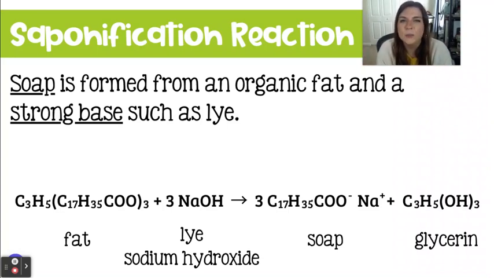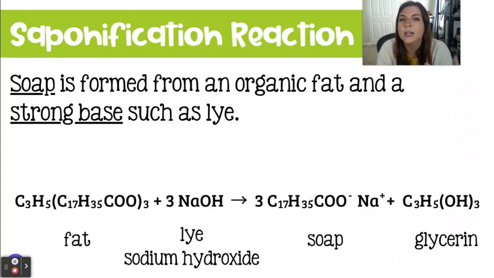So soap is going to be formed from some type of organic fat. It doesn't have to necessarily be animal fat. It could also be oils like coconut oil or olive oil even. It could be the fat that is present in goat's milk. People make soap out of lots of different things, but we're looking for some type of organic fat.